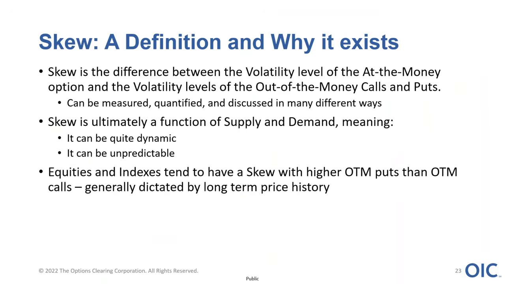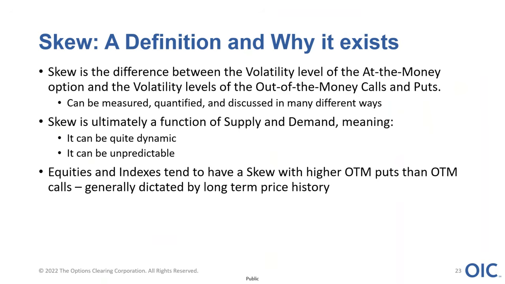Here's an interesting difference as far as skew is concerned. Equities and indexes tend to have a skew that has higher out-of-the-money puts than out-of-the-money calls, meaning the at-the-money option, generally speaking, on a skew curve for that month is generally thought of as the lowest point on the skew curve for implied volatility levels. I'll show you what that looks like in a moment. However, the actual puts in an equity and an index skew model are generally higher than the at-the-money calls. And the out-of-the-money calls can sometimes be lower, actually, than the at-the-money calls. They can also be a little bit higher, but they're generally not as high as the puts are.